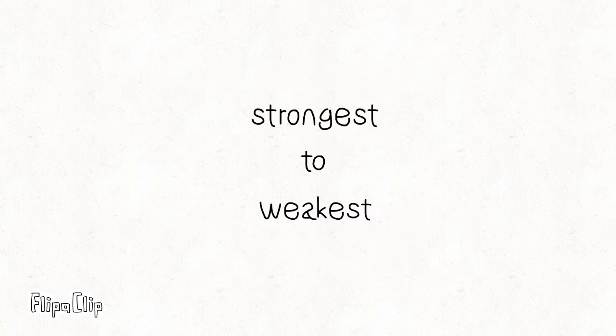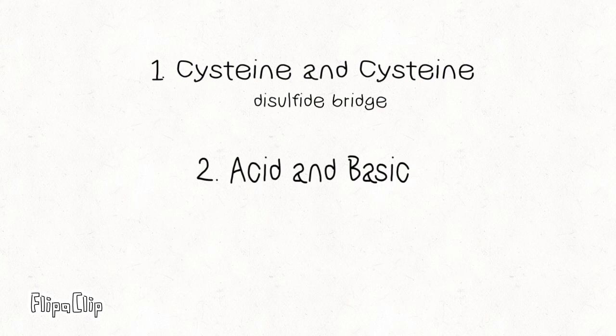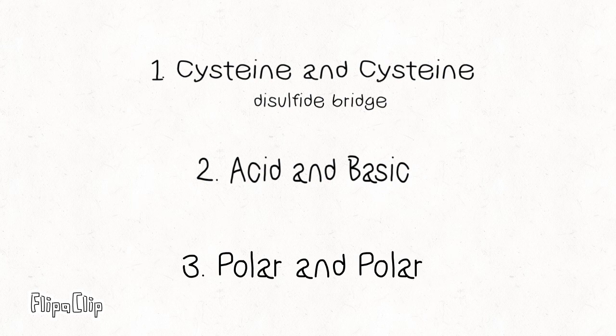When amino acids are folding, these are the list of bonds from the strongest to the weakest. A cysteine and cysteine bond, or a disulfide bridge. An acid with a base, negatively charged with positively charged. Lastly, polar to polar bonds.